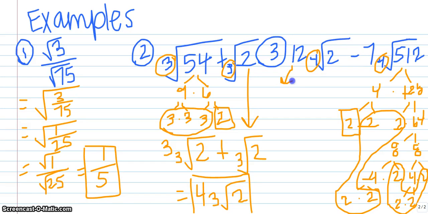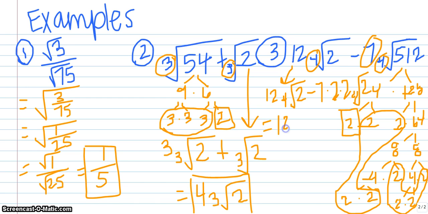So I need to bring this down. So I have 12 fourth roots of 2 minus, don't forget that 7 that we had originally, times the 2 that I pulled out, and another 2 that I pulled out, fourth roots of 2. If I go ahead and simplify this further, I have 12 fourth roots of 2 minus 7 times 2 times 2 gives me 28 fourth roots of 2. And my final answer is going to be, so I have 12 minus 28, so that's going to be a negative 16 fourth roots of 2.